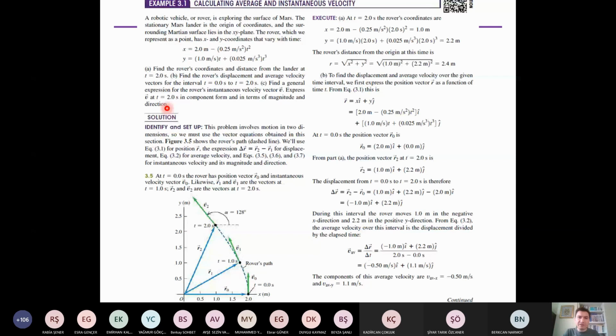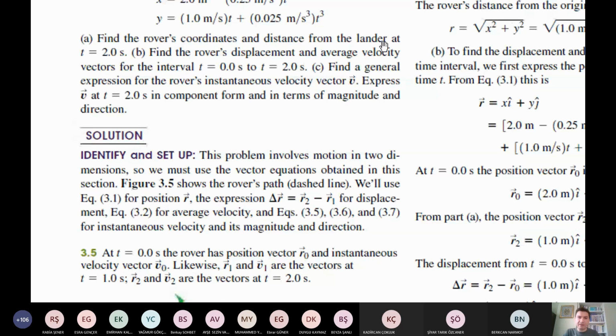Find the rover's coordinates and distance from the lander at time equal to 2 seconds. Part B, find the rover's displacement and average velocity vectors for the time interval 0 seconds to 2 seconds. Displacement and average velocity. Find a general expression for the rover's instantaneous velocity vector. Express v at t equal to 2 seconds in component form and in terms of magnitude and direction.